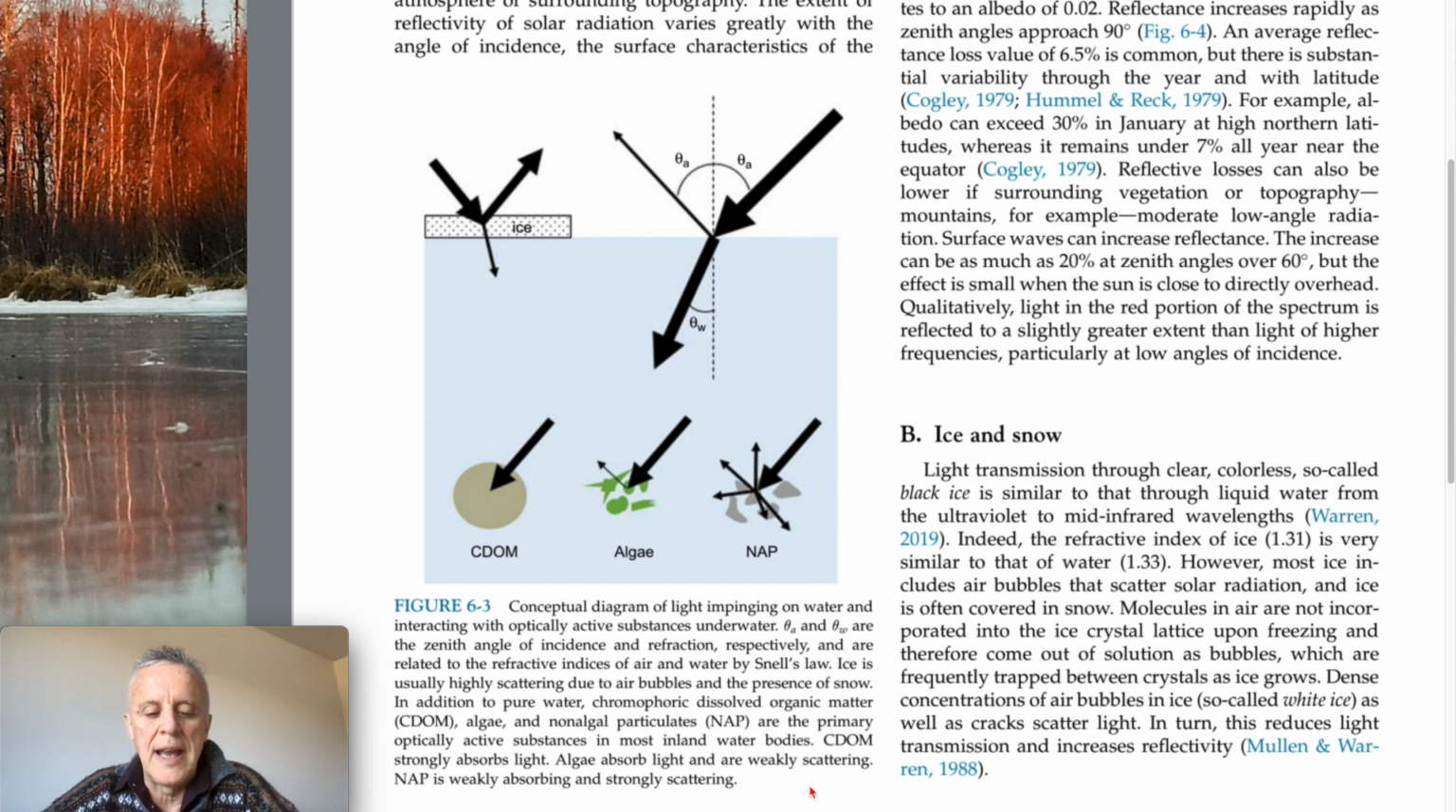CDOM strongly absorbs light. So that means dissolved organic matter, you can see here, absorbs light, and there's no light that is refracted from it. Algae absorb light and are weakly scattering it; you can see some scattering. And NAP is weakly absorbing and strongly scattering, so we have a lot of scattering in this case.